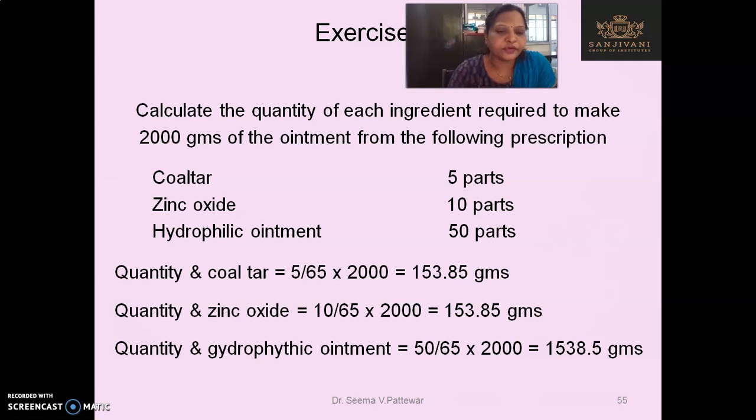The quantity will come to 153.85 gram. Again for zinc oxide, same thing: 10 divided by 65 multiplied by 2000, and the amount will come like this. Again for hydrophilic ointment, 50 divided by 65 multiplied by 2000, it will come like this. So if you want to prepare 2000 gram of ointment, you will require the quantities like this. This is another type of calculation, used when the total amount is not given, where you have to sum up all these ingredients.